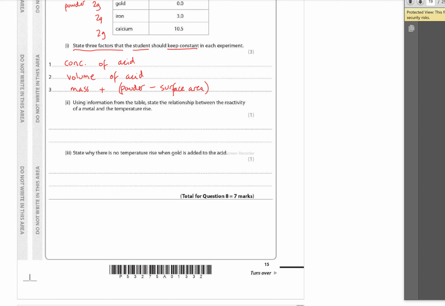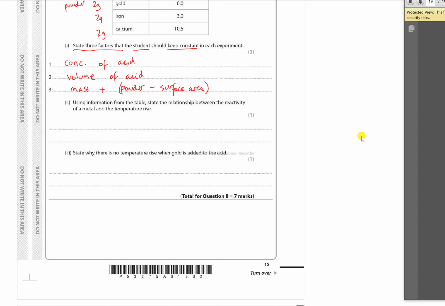Concentration, surface area, moles. Okay, right. Using information from the table, state the relation between reactivity of the metal and temperature rise. Okay, sorry, I'm a bit zoned out.